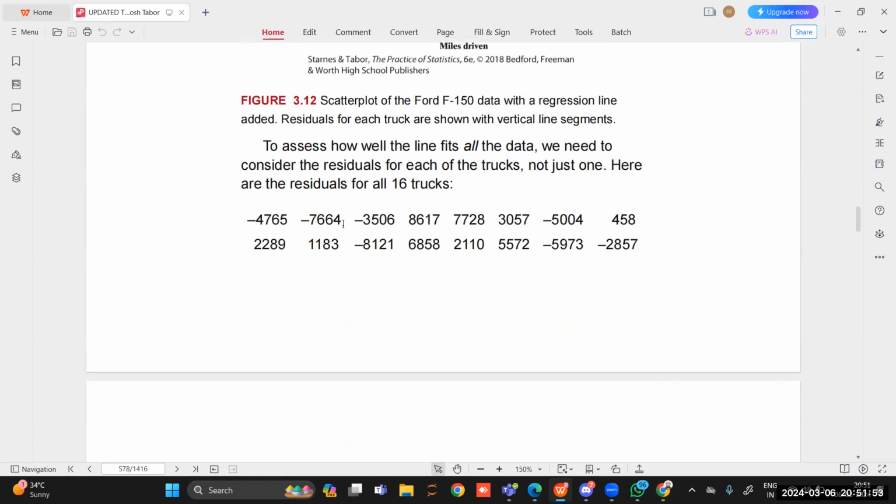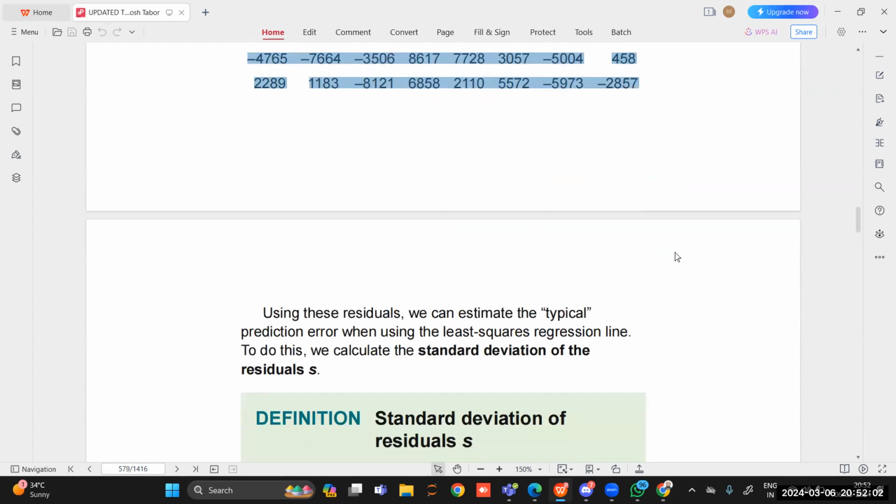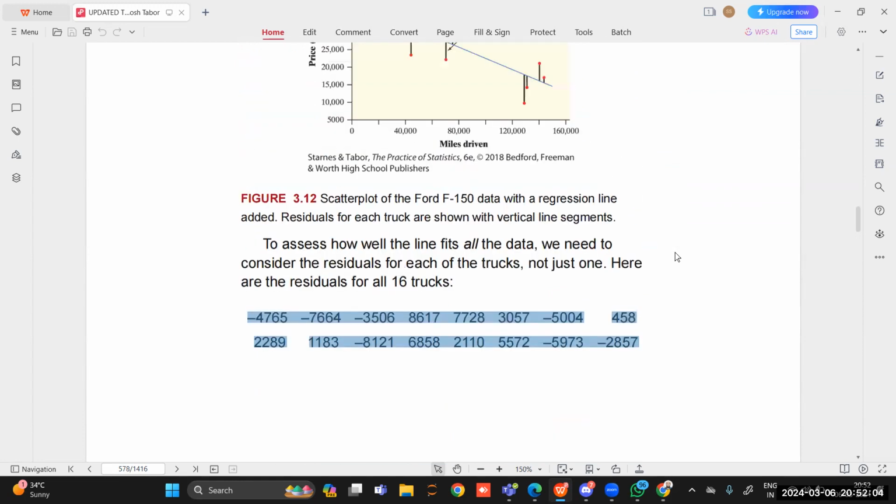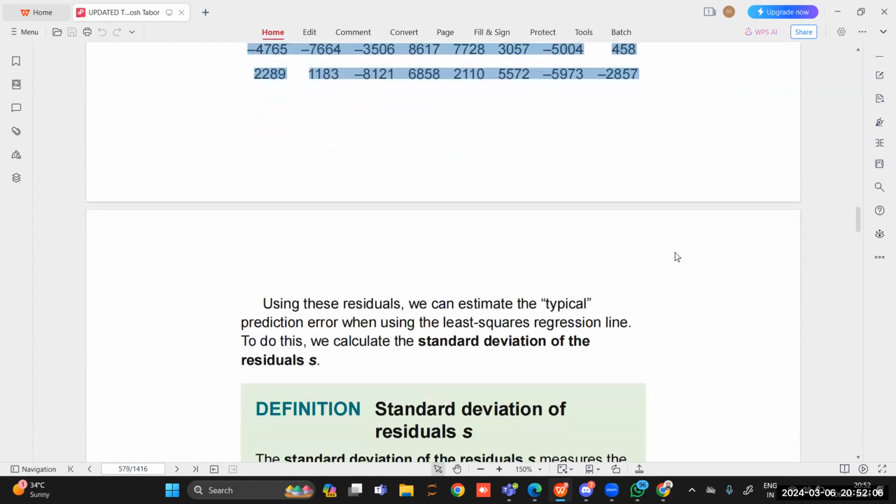So this is the thing that we have to do to assess how well the line fits all the data. We need to consider residuals for each of the trucks. See, he has calculated all the residuals, and now he'll plot it. Okay, so this is how he has done it. Now we'll move on to the next.